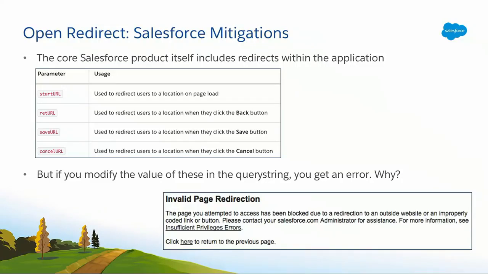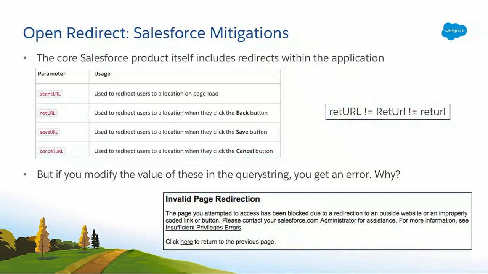So the core Salesforce product uses these redirects all the time, right? And it's really important to know that the casing when you're typing these into your Apex backend controllers was very important. Because startURL the way that it is up here, or saveURL or cancelURL, those are very important. The casing is very important. So if you try and mess with one of those as a hacker and send the link like I just showed, you're going to get this invalid page redirection, right? Because the platform itself has detected that something has changed and you're not supposed to be going there.